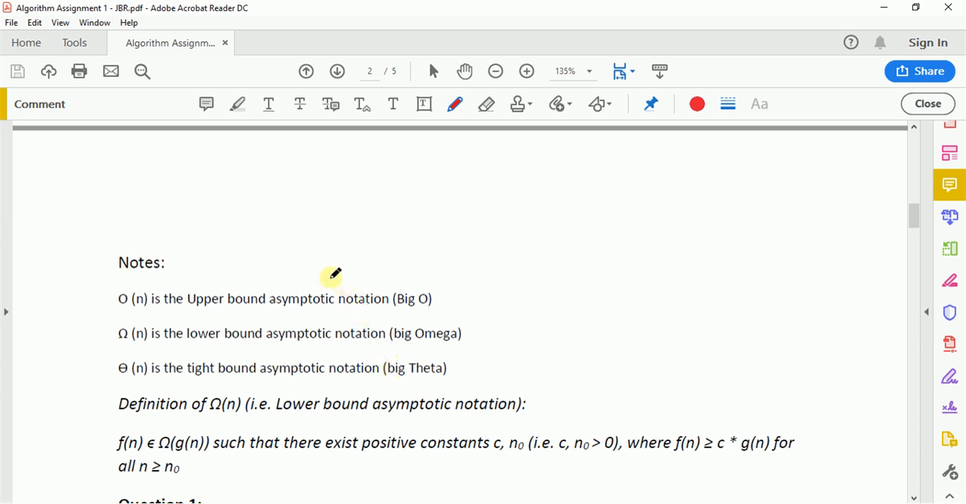This task is about asymptotic notations, basically analyzing algorithms. To better understand what we are going to review in this task, it's good to know what asymptotic notations are and the different kinds of asymptotic notations.